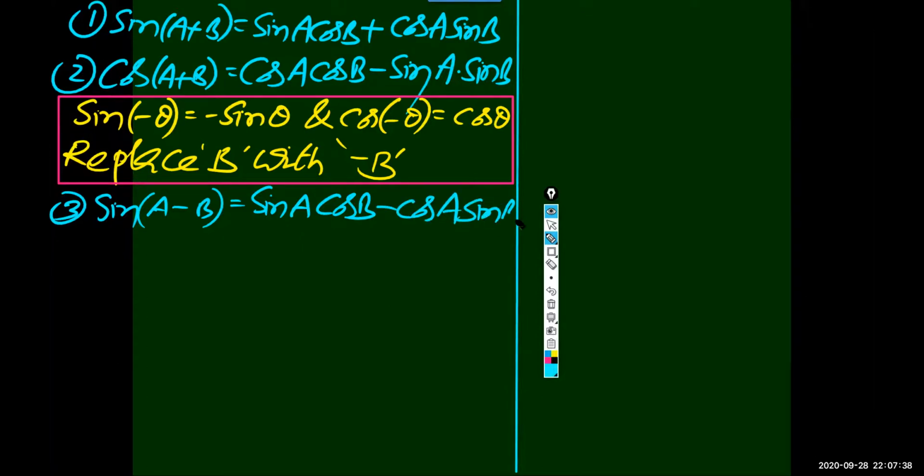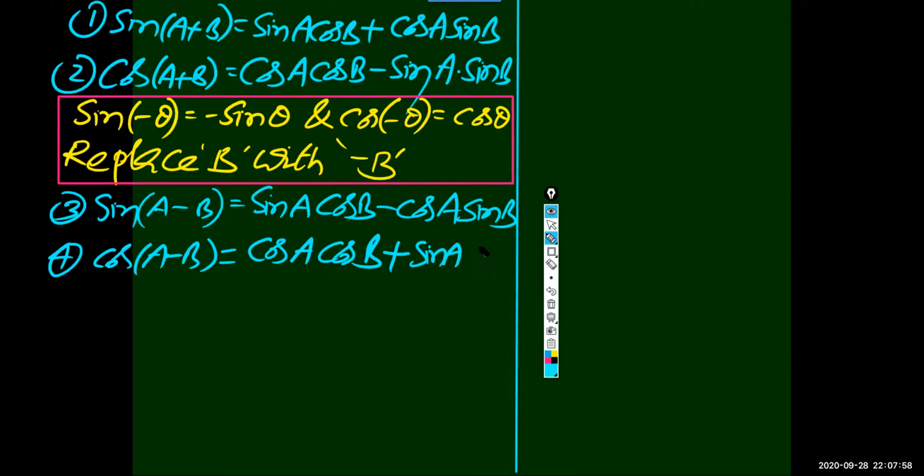Come on, tell me similarly. Fourth one, please. Cos of a minus b is equal to cos a cos b plus sin a sin b. Good. So 2 has become 4 now. Right. Next operation. What is the operation we are doing?